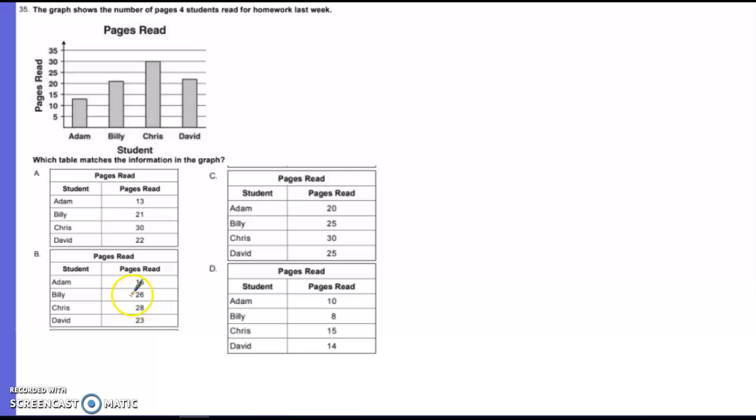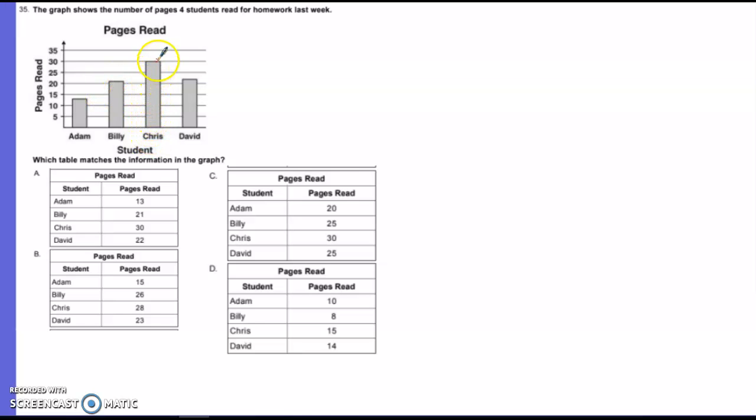Alright guys, so this is another one that wants us to see which graph matches. It says the graph shows the number of pages 4 students read for homework last week. So title is pages read. This tells us how many pages they read, and these are the different people in the class. So like Adam, looks like he read about maybe 13. Billy read maybe 21. You'll notice it's just above the 20 line, and our increments are in 5s. So it's just above the 20 line, so I'm going to say probably 21.